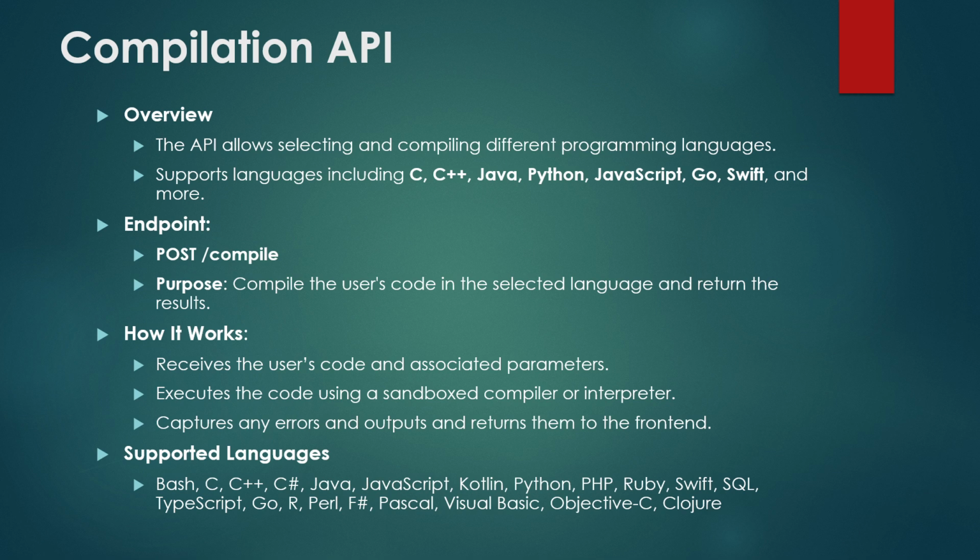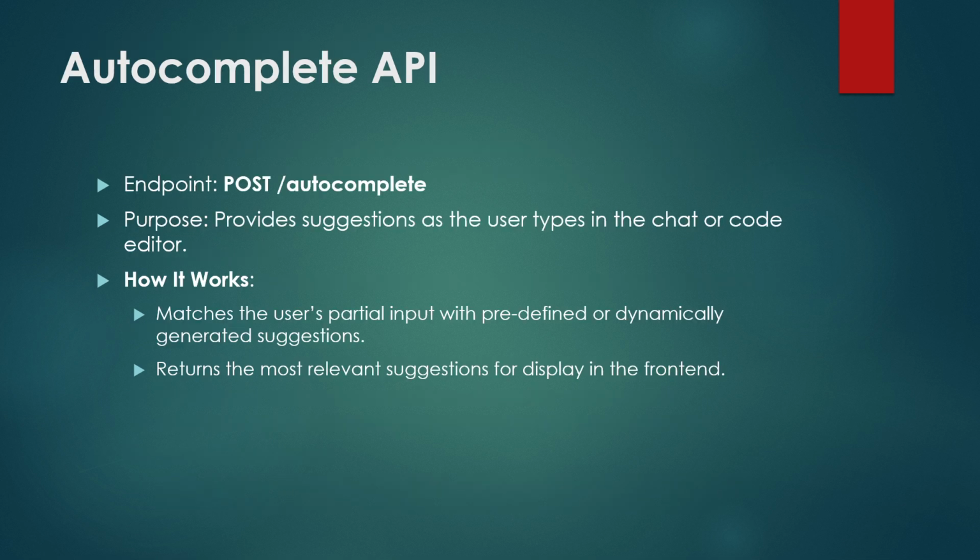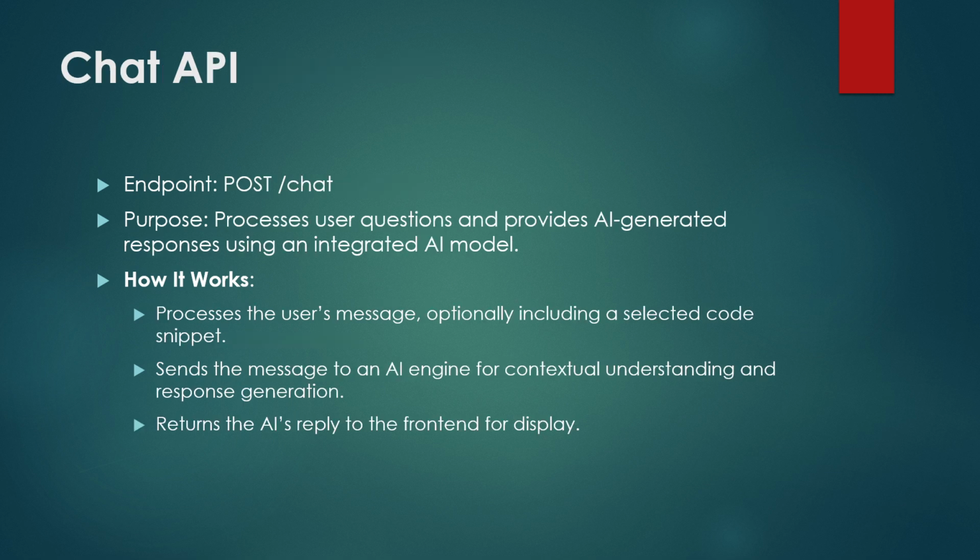The first API is the compilation API. This API allows selecting and compiling different programming languages. The second API is the autocomplete API, which provides suggestions as the user types in the editor. The third is the chat API, which processes the user's questions and provides AI-generated responses.